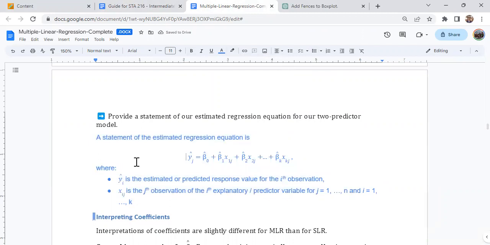Y hat is still the estimated or predicted. And what are we going to say instead of response value here? Yeah, wave height in feet, right?